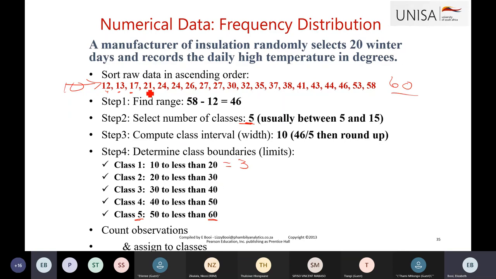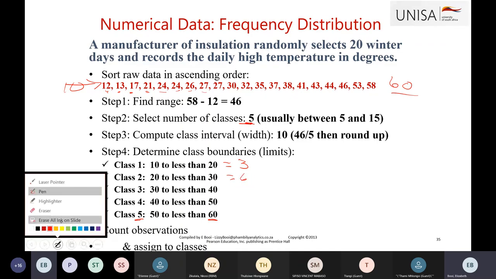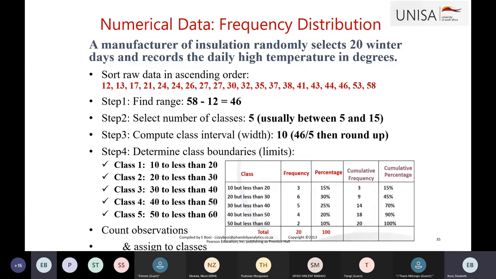20 to 30: 1, 2, 3, 4, 5, 6. It does not include 30, and that will be 6. And like that, until I complete the whole table. That will be my frequency. If I add all the frequencies, I will get the total of 20, because I know that there were 20 days. Calculating the percentage, like we did with the summary table, is your frequency divided by the total, which gives you 15% for every one of them.